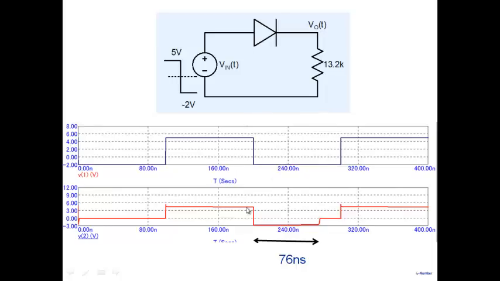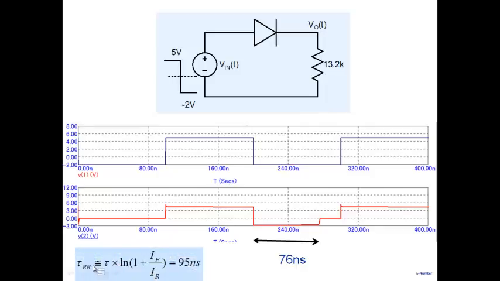What does Microcap say? Well, at plus 5, there's a certain current flowing here. When you switch, there's a current flowing. Can you see that current flowing here? And then it quickly drops to 0. Drops to 0 here and then remains 0. Once it's gone into a blocking state, it remains 0. How much time did Microcap give me? Well, about 76 nanoseconds is the time for which my diode is conducting in the reverse bias case.